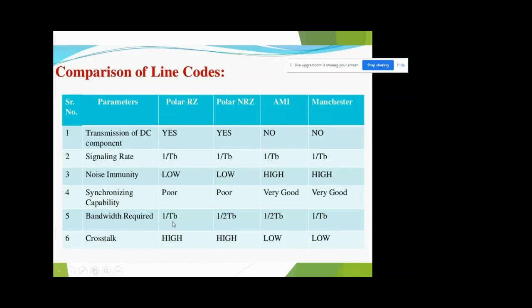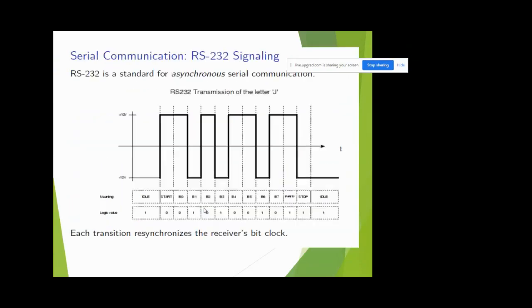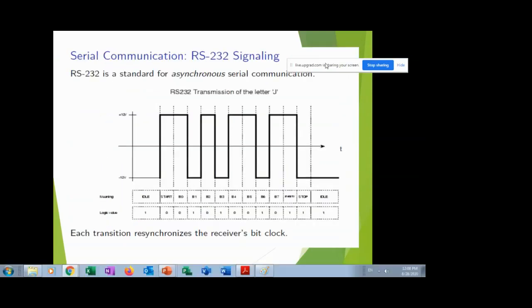The bandwidth required is very simple. When the signal is RZ, the bandwidth gets double. When it is NRZ, it remains constant. The crosstalk is high in polar RZ and polar NRZ, whereas in AMI and Manchester it is low. So this is a simple, brief comparison of the different types of line codes that we studied in the last lecture. Fine. Now these are some practical examples where we are using serial communication, RS-232 signaling.